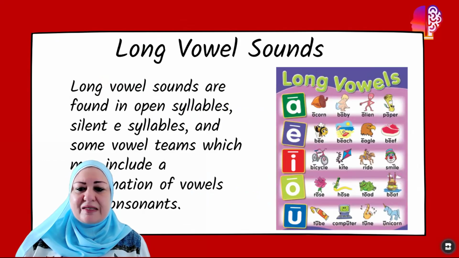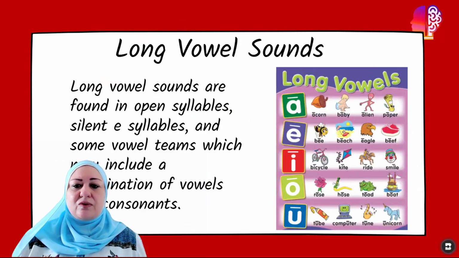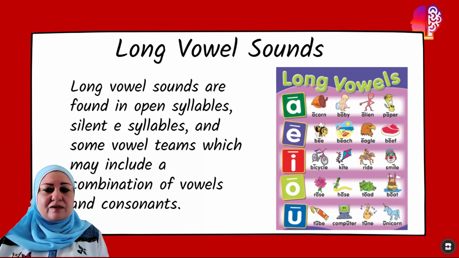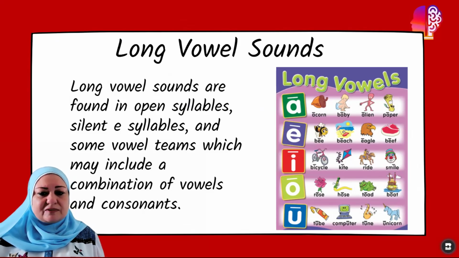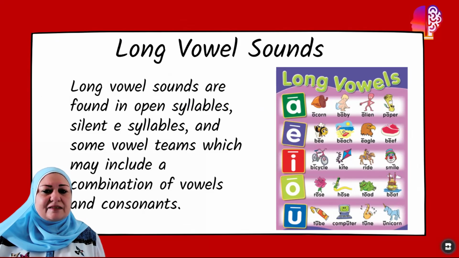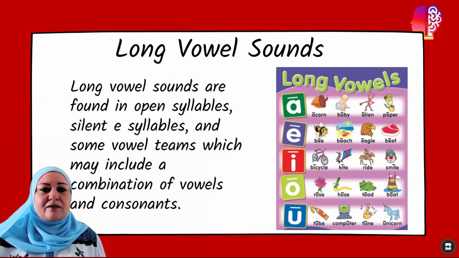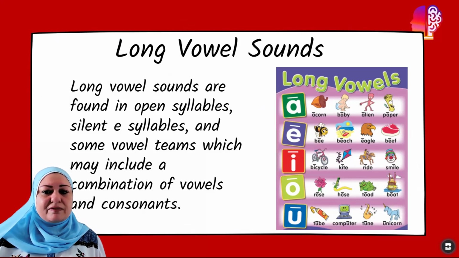Okay. So today we're talking about long vowel sounds. Long vowel sounds are found in open syllables that are not closed by a consonant, silent E syllables where you have a vowel in the middle and a silent E at the end of the word that makes the vowel long, and some vowel teams which may include combinations of vowels and consonants that give you that long vowel sound.